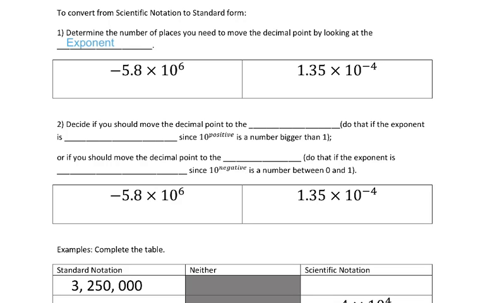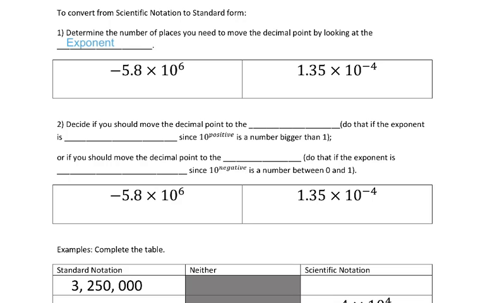Just like in the previous lesson, the exponent tells you how many times to move the decimal point. So you can see that right here, the exponent is 6, so that means we're going to move it 6 times. Here, the exponent is -4, so we're going to move it 4 times.